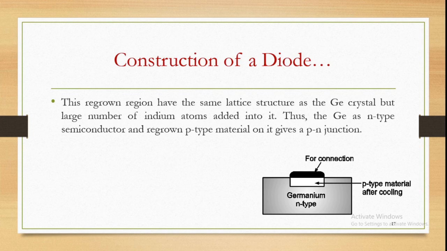This regrown region has the same lattice structure as the germanium crystal but with a large number of indium atoms added into it. Thus the germanium is the n-type semiconductor and the regrown p-type material on it gives us a p-n junction. For connection, we have a connection above that regrown junction. That connection is for the anode, and on the germanium n-type we can make any connection to form the cathode.